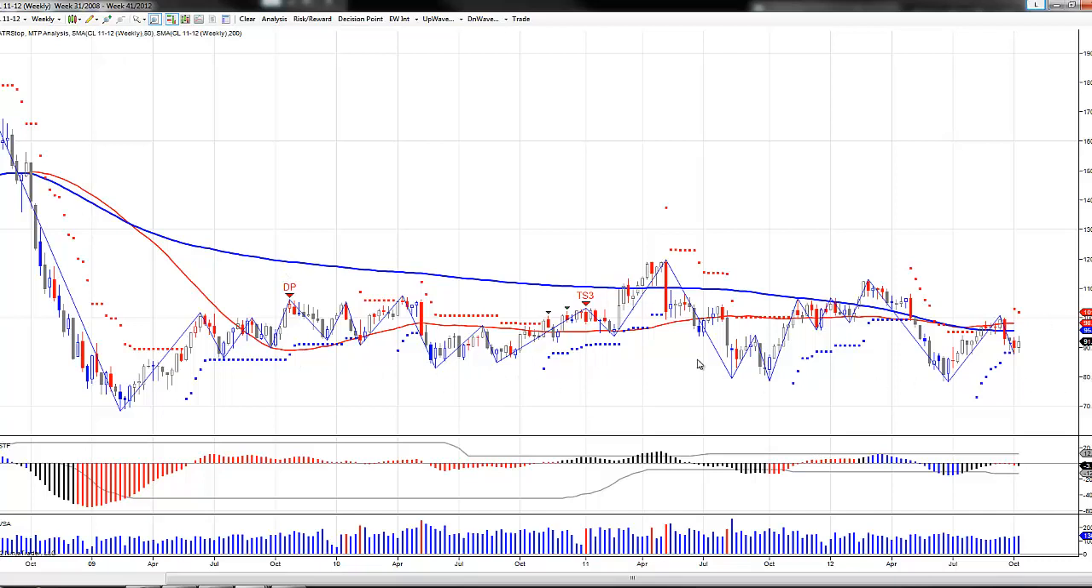So it's in that channel, and so we can draw lines, and then we'll see which way this thing breaks. Again, this is the bigger time frame, but we'll have to see.